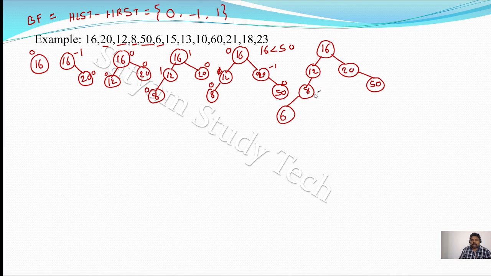Then we have to calculate the balance factor after adding 6. The balance factor of 6 is 0, the balance factor of 8 is 1, and the balance factor of 12 is 2. In this case you can see it is 2, meaning the left subtree is 2 and the right subtree is 0. Here it is minus 1, here it is 0. The height of the left subtree is 3, and 3 minus 2 is 1.